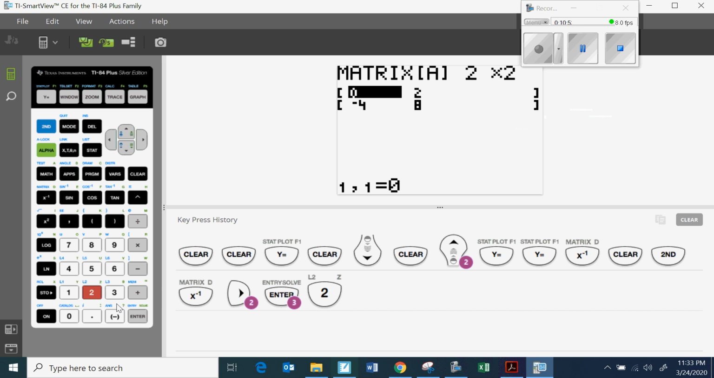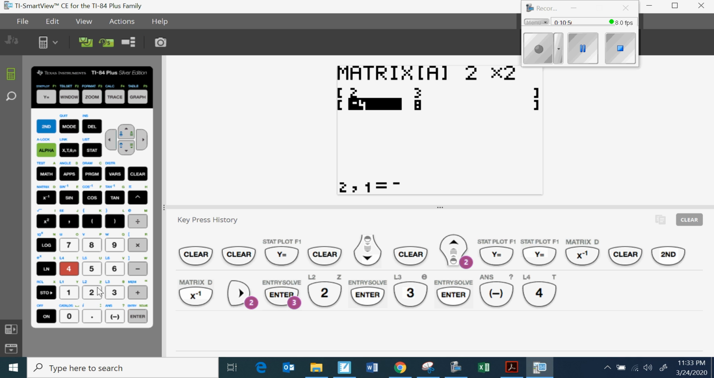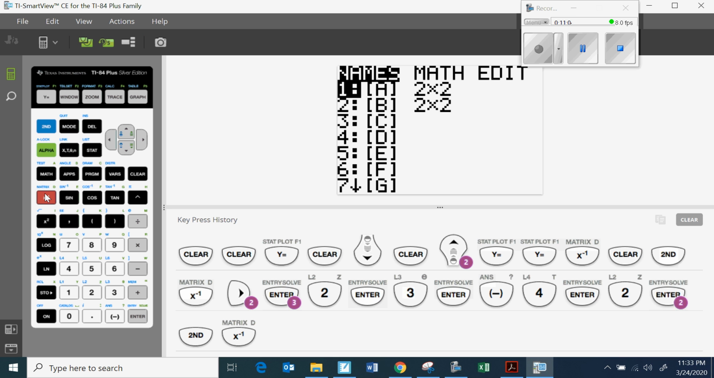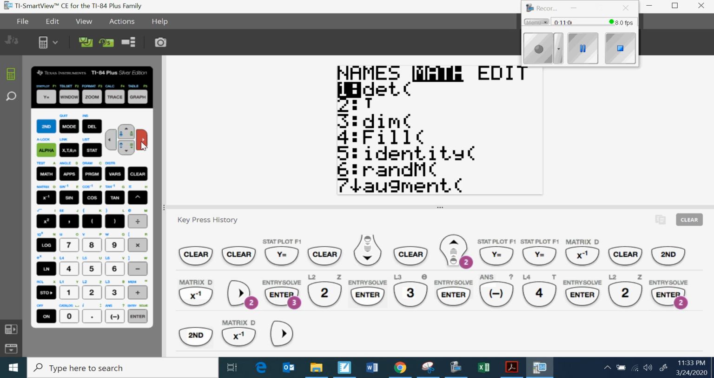So 2, 3, enter, negative 4, 2. Okay, so we got it in there. You go, check it, make sure you plug in right. Now do second matrix again. Add it again because we're inputting a new matrix.